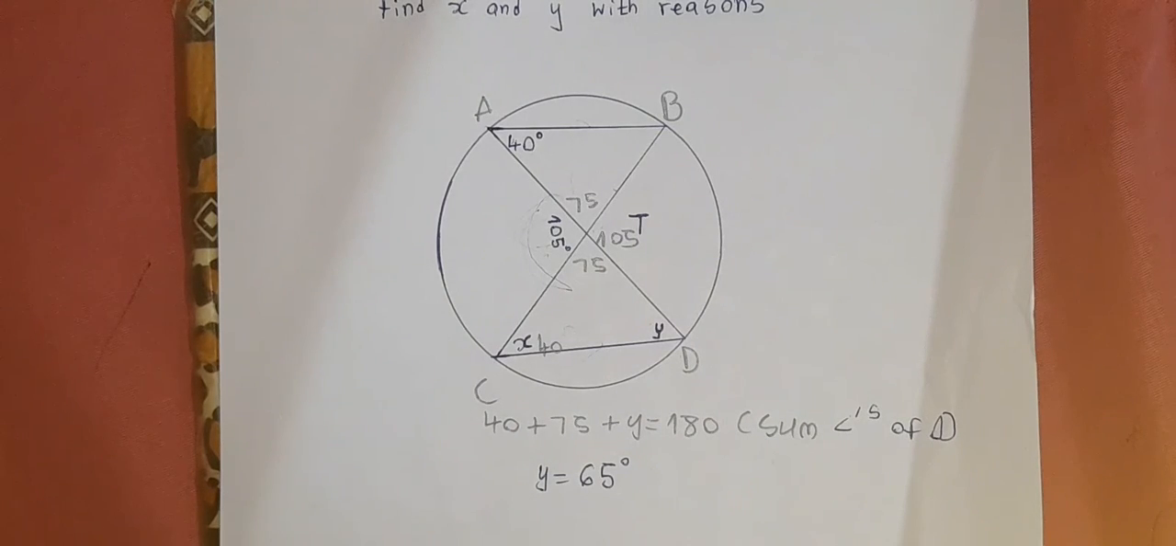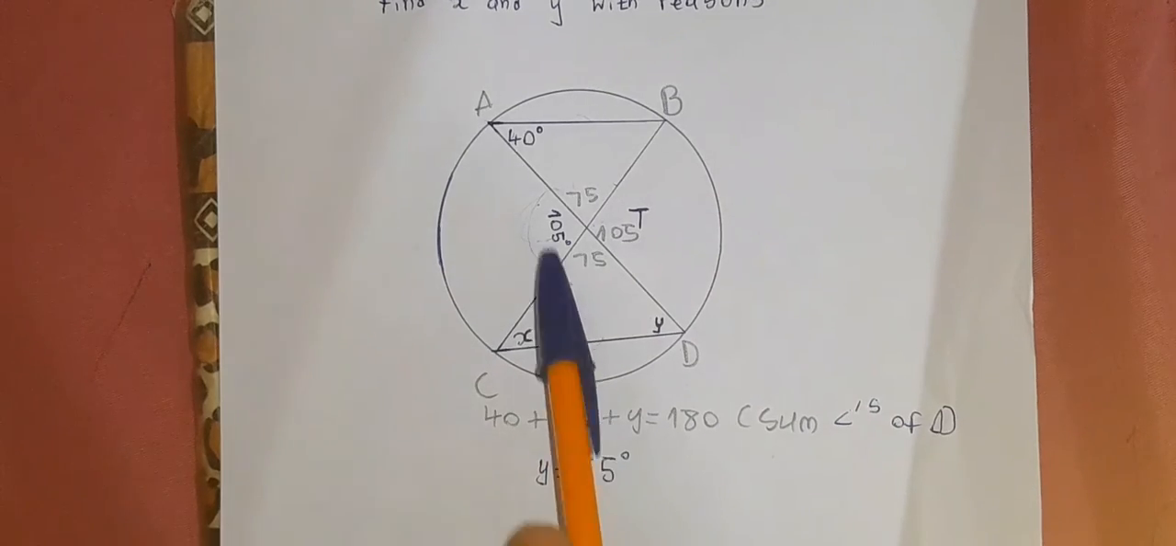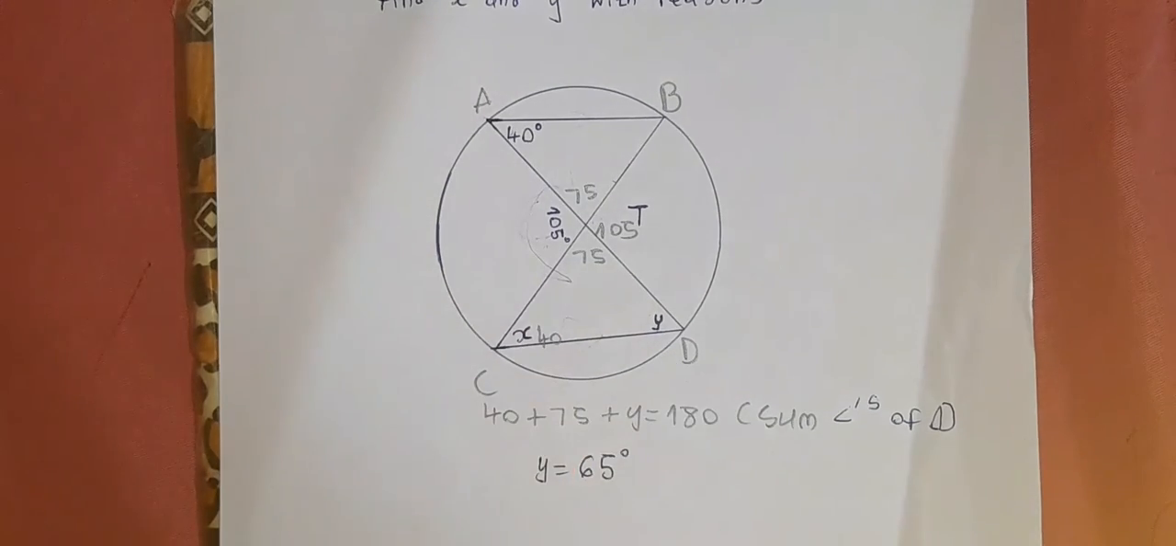Either way, your answers must be correct. You must get the same answer for either of the two methods. The longer method or the shorter method must get the same answer. You just see 105 minus 40, you get this angle here.